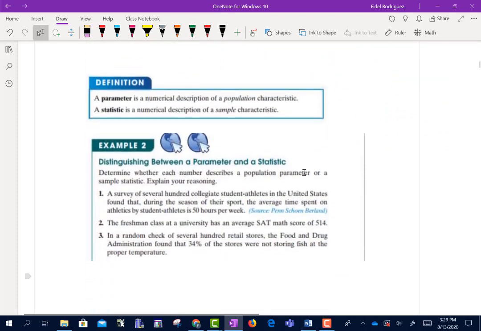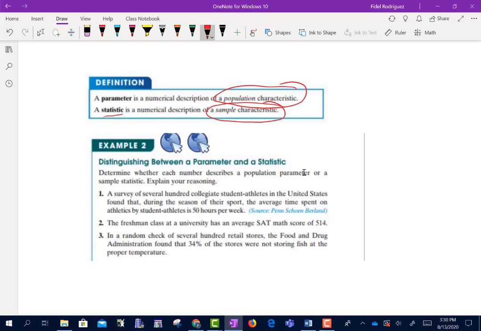Okay. So going along with those same ideas, we have something called a parameter and we have something called a statistic. A parameter is a numerical description of a population characteristic, and a statistic is a numerical description of a sample characteristic. Okay.